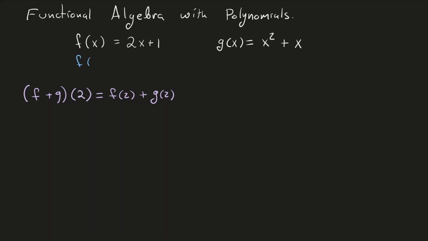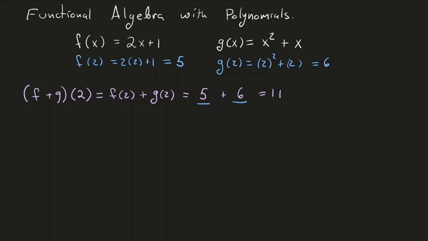Doing that quickly, f of 2 is equal to 2 times 2 plus 1, well, that's equal to 5. That's pretty nice. In g of 2, we get 2 squared plus 2, which is equal to 6. Also fairly nice. So in this case here, what this is equal to is the value of f at 2, which we found to be 5, and then the value of g at 2, which we found to be 6. So the sum of these two functions is 11.